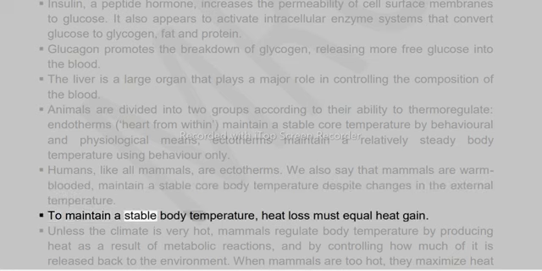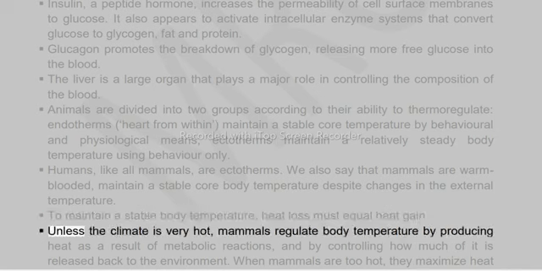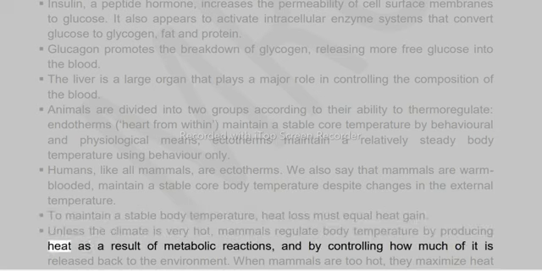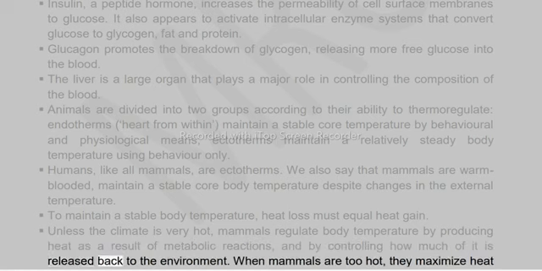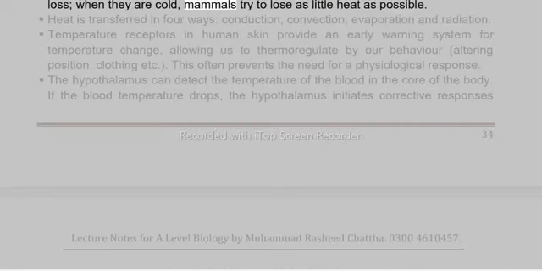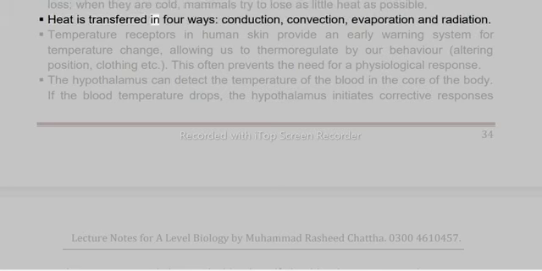To maintain a stable body temperature, heat loss must equal heat gain. Unless the climate is very hot, mammals regulate body temperature by producing heat as a result of metabolic reactions, and by controlling how much of it is released back to the environment. When mammals are too hot, they maximize heat loss. When they are cold, mammals try to lose as little heat as possible. Heat is transferred in four ways: conduction, convection, evaporation, and radiation.